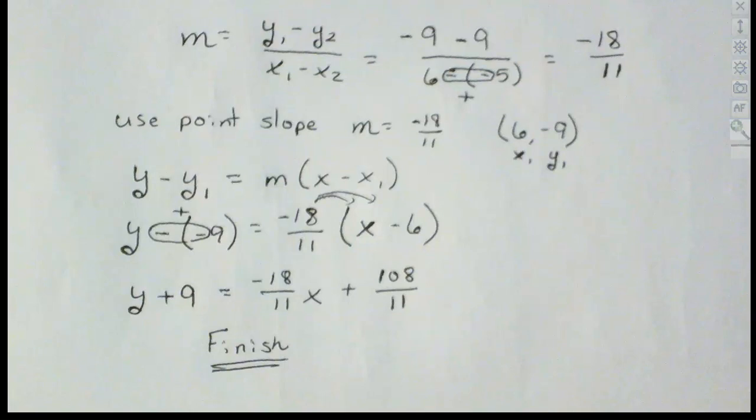Including the y plus 9. Yep, everything by 11. So that would give you then 11y plus that 99. And that's going to equal a minus 18x plus 108. You move that 99 over, move that 18x over, and that's going to give you then your final answer. So multiply it by 11. All the parts. Move the x over. Move that. You'll end up with a 99. Move that 99 over. And that'll finish it out.